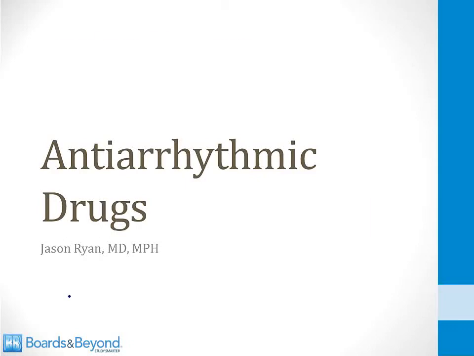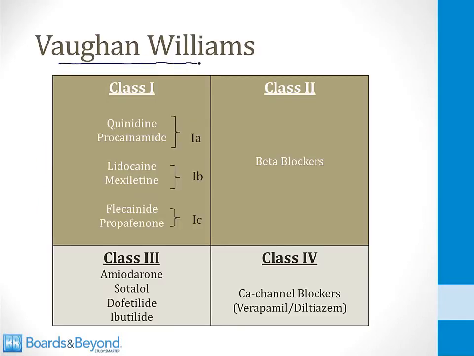Antiarrhythmic drugs. This slide shows the Vaughan-Williams classification system for antiarrhythmic drugs. This system classifies antiarrhythmic drugs based on the channels that they block in the heart and the effects that the drugs have on the cardiac action potential. This tends to be a confusing system to learn as a medical student.